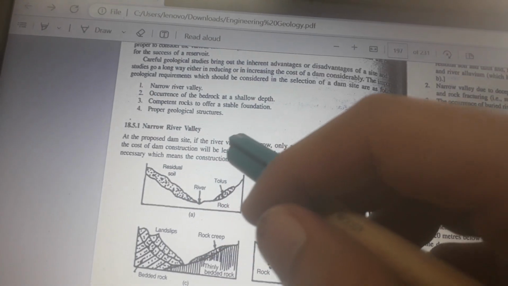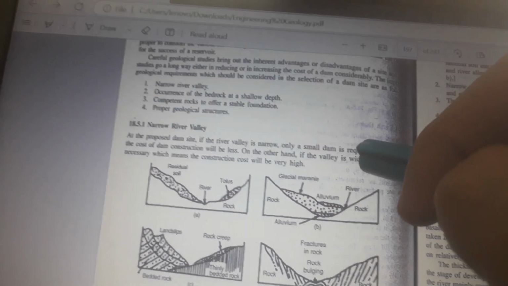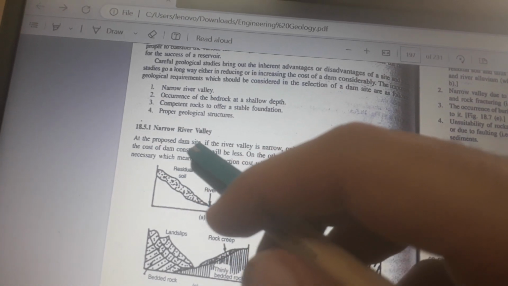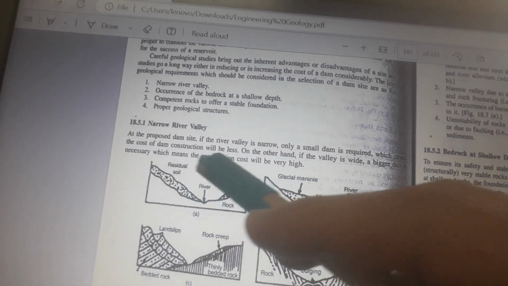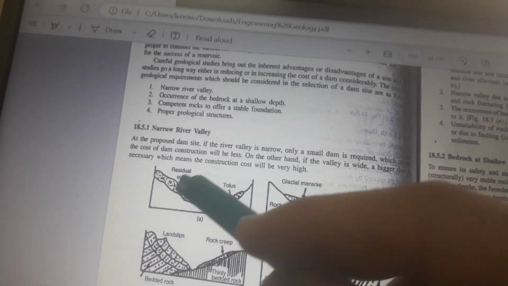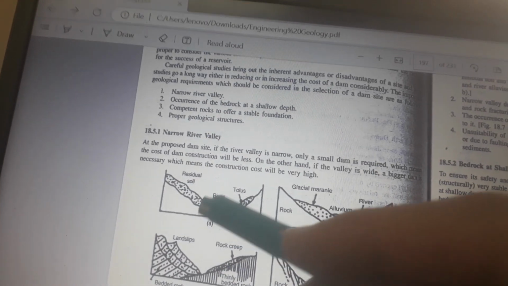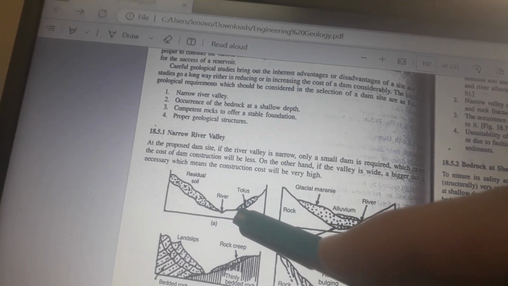Narrow river valley. At the proposed dam site, if the river valley is narrow, only a small dam is required, which means the cost of construction will be less. On the other hand, if the valley is wide, a bigger dam is necessary, which means the construction cost will be very high. This is residual soil, this is river, this is talus, this is rock.